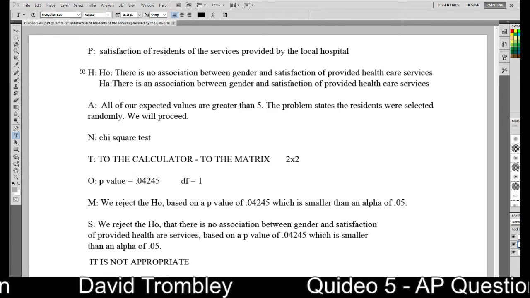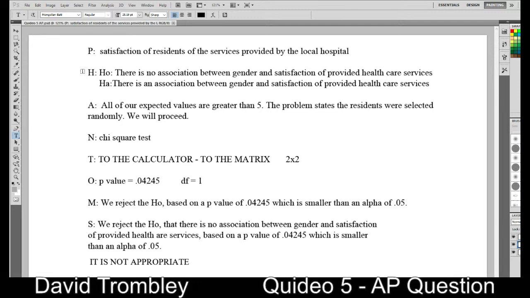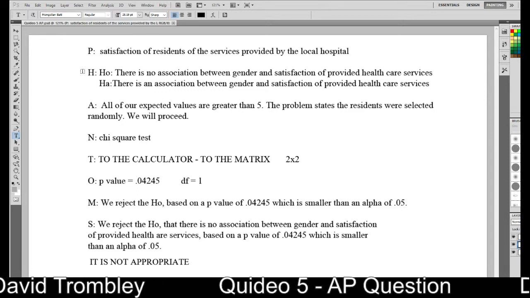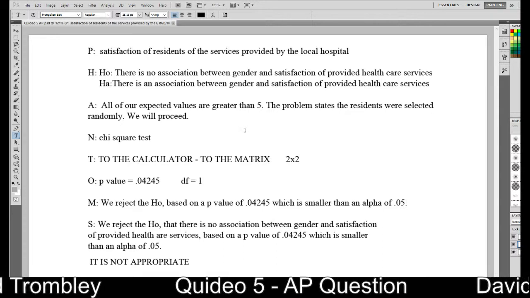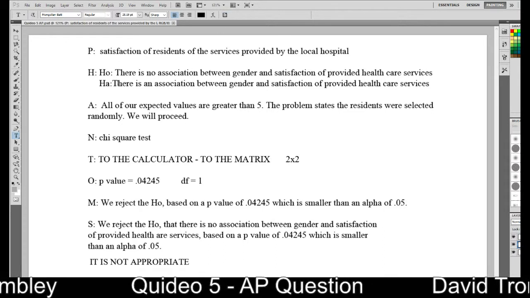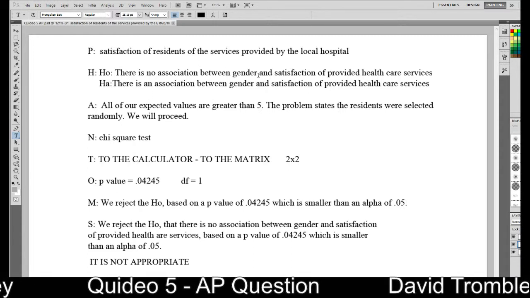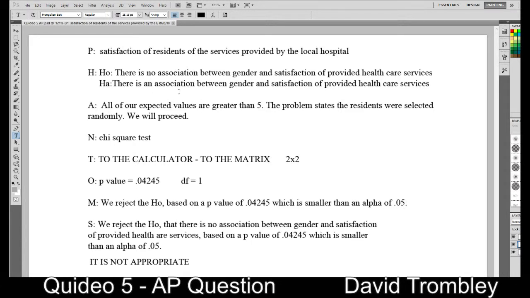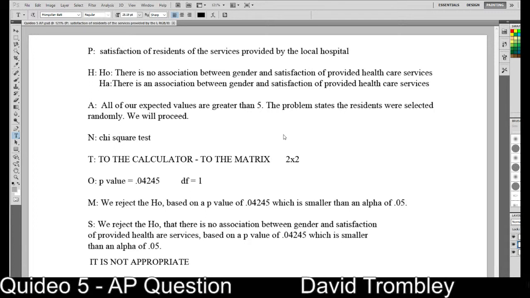So we need to find if, for adult residents of this county, there is an association between gender and whether or not they were satisfied with the services offered. So our parameter of interest is the satisfaction of residents with the services provided by the local hospital. And then our hypotheses are, the null hypothesis is there is no association between gender and satisfaction, while the alternate hypothesis is there is an association between gender and satisfaction of provided healthcare services.